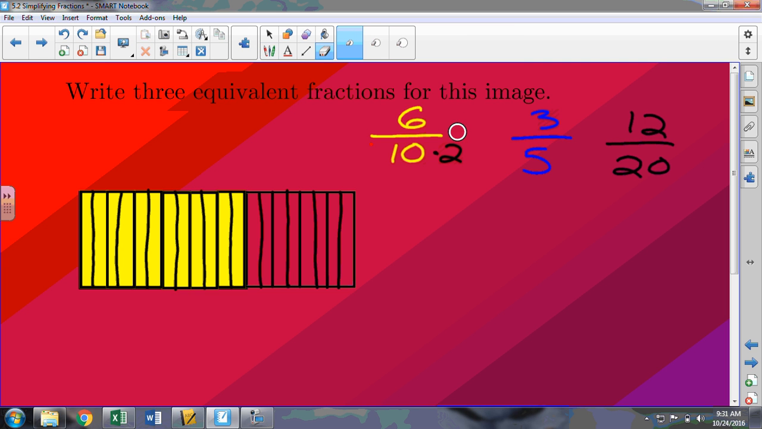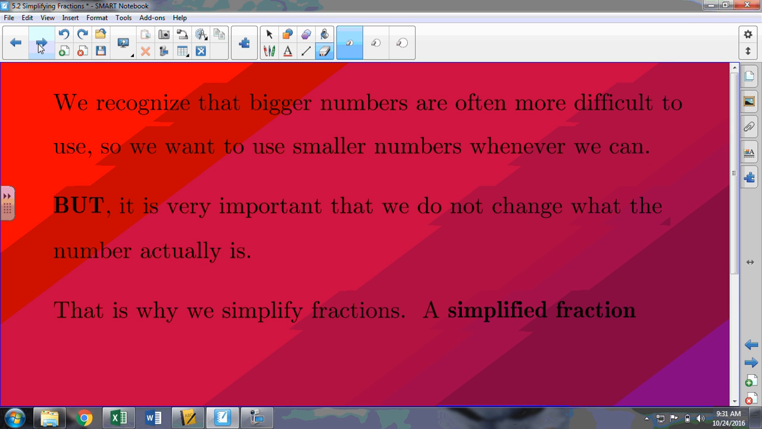The whole point that I'm trying to note with this is you can get the base fraction in yellow just by counting. Then, if you use multiplication or division, you can create equivalent fractions. Recognizing, though, that bigger numbers are more difficult to work with, we'd rather work with smaller numbers. They're just easier.